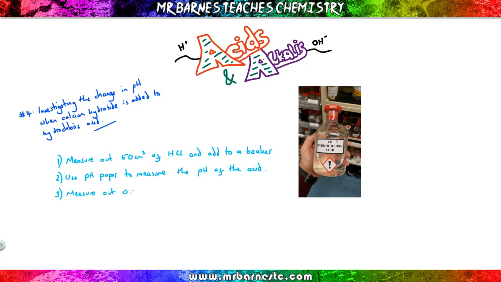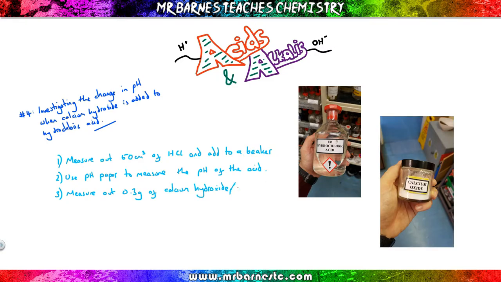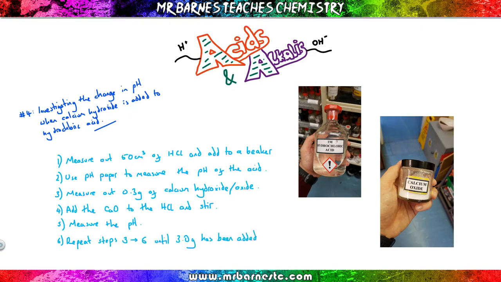Step 3, measure out 0.3 grams of calcium hydroxide or calcium oxide, and then add it to the hydrochloric acid. Stir it, make sure it's fully reacted. Once you've done that, remeasure the pH. You're going to repeat steps 3 to 6 until you've added around 3 grams, in other words, until the pH has gone high enough.